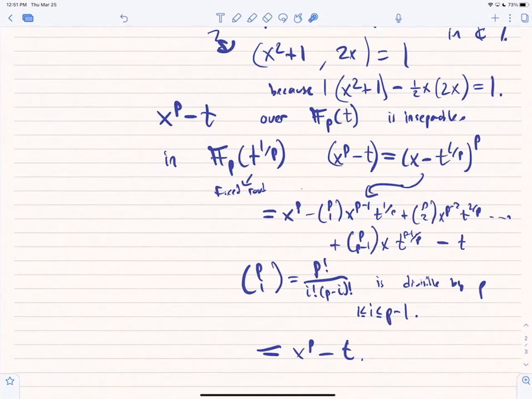I mean, it turns out this single root is the only root. So this is actually a splitting field. And over this field, the polynomial x to the p minus t splits into linear factors, but there's just one linear factor p times.